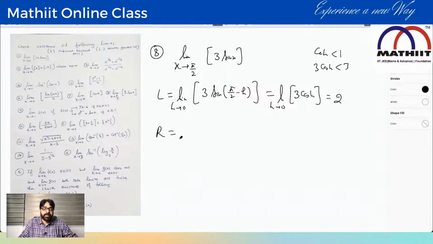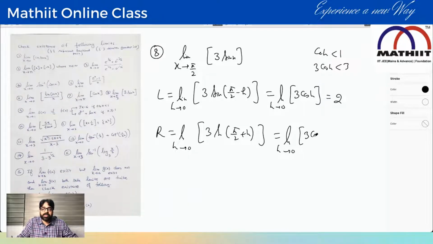Right hand limit, limit h approaches 0, greatest integer of 3 sin(pi by 2 plus h). So that will be equal to what? Limit h approaches 0, greatest integer of 3 cos h. Again, cos h, these two don't compare, the values compare. So 3 cos h is again less than 3, and the greatest integer will be 2. These two are equal, so the limit exists. I will suggest you go by the graph. It's much easier, right?